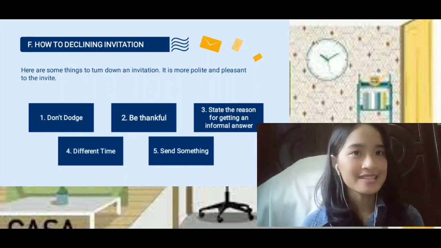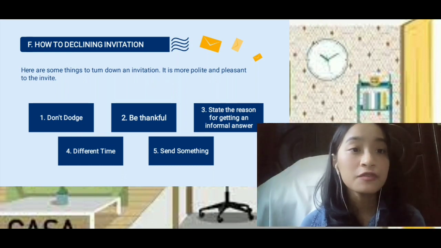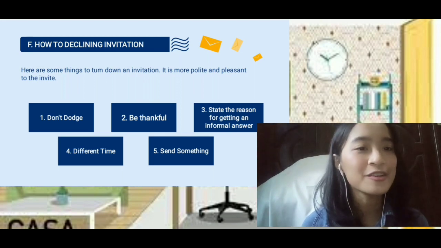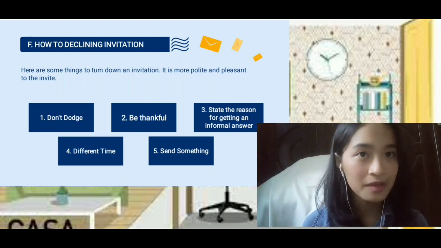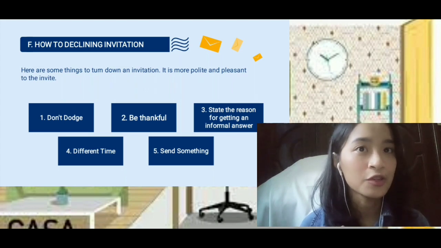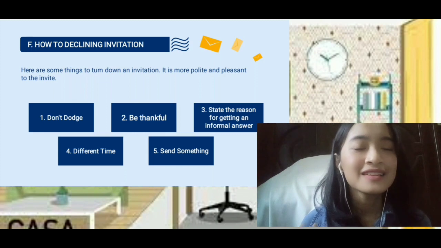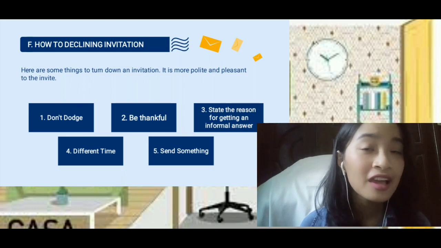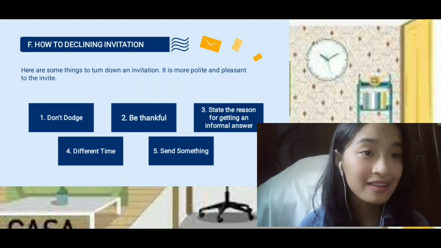The next one is a different time. If the invitation is very important, try asking for a different meeting time. This time, you have to adjust to your schedule. You can use this expression: This is very disappointing. I have a family event that I just can't leave. Can we arrange for another day?